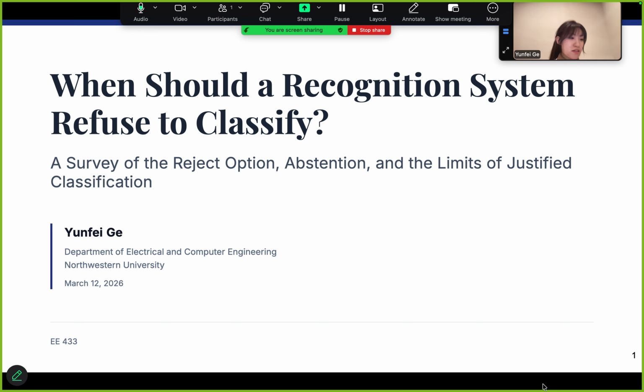So, the core question is: instead of always outputting an answer, when should a classifier just say, "I don't know," or "this input is not something I should be making a call on?" And I will argue that this ability is not a nice-to-have. It is fundamental to what it means to be a reliable recognition system.